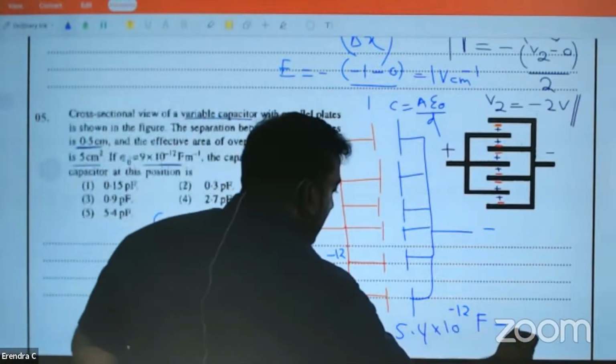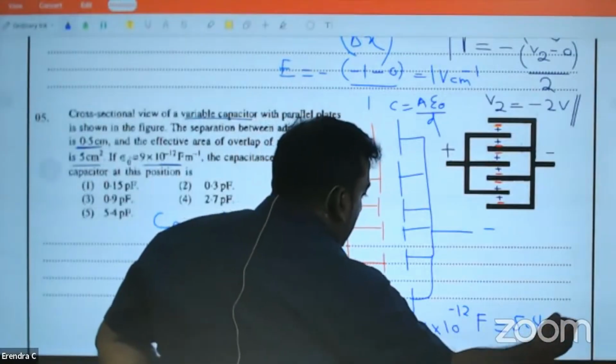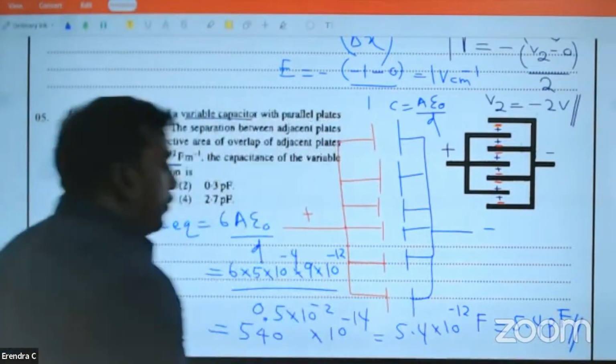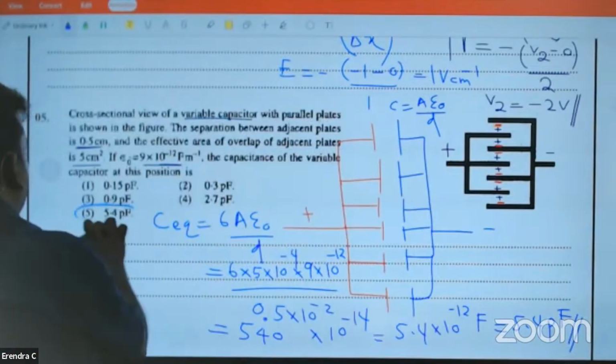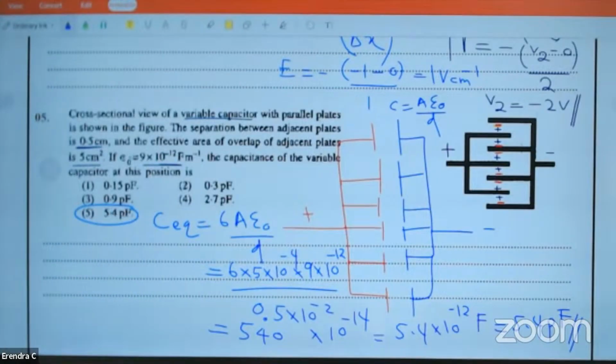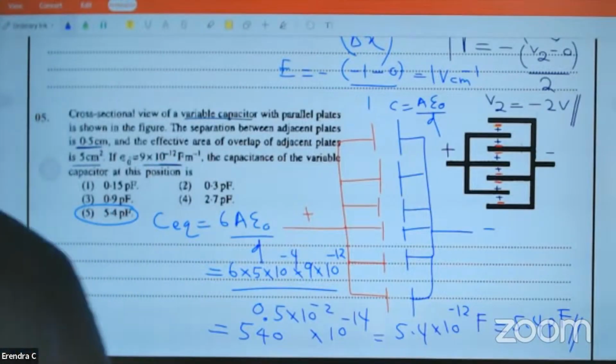Minus 12 is called pico. That's from your units and dimensions knowledge. 5.4 picofarad, answer number 5.